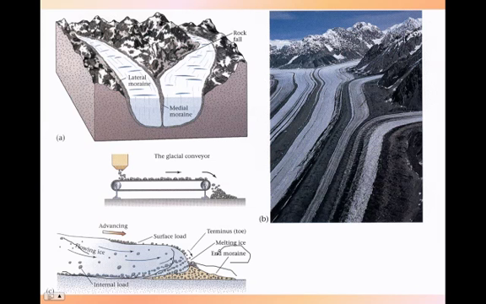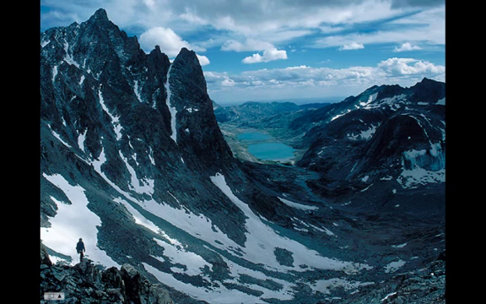A moraine. As the glacier moves and retreats, it leaves behind kind of a wall of glacial till, which is called a moraine. Here's the U-shaped valley carved out by a glacier. We might call this a cirque.